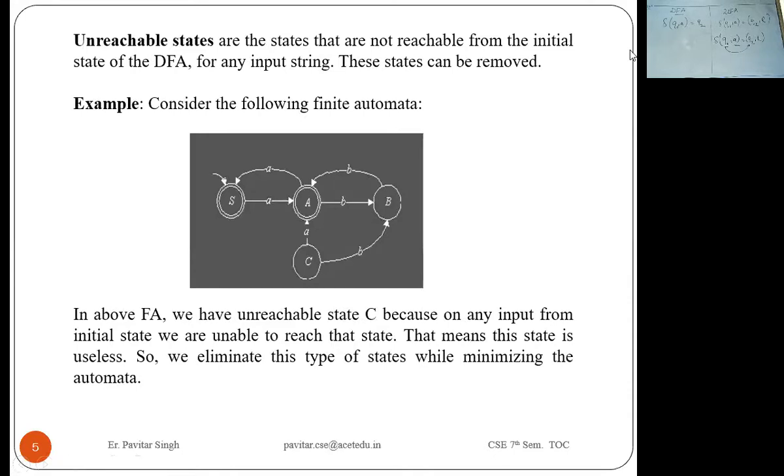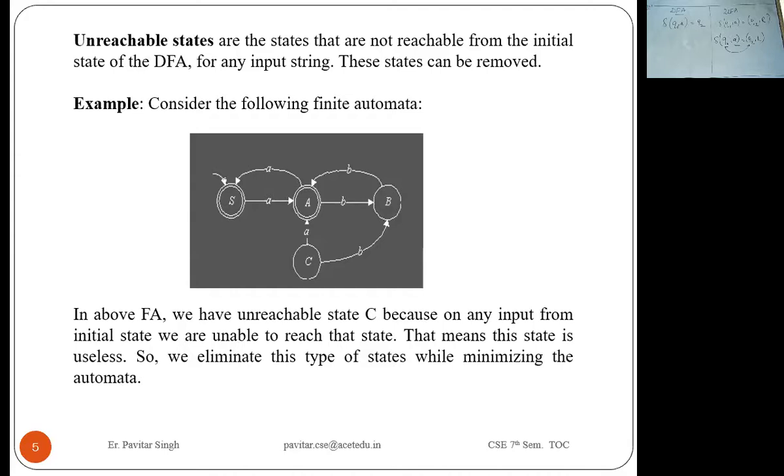The next definition is for unreachable states. Unreachable states are the states that are not reachable from the initial state of the DFA. For any input string, these states can be removed. So consider the example given in the PPT here.